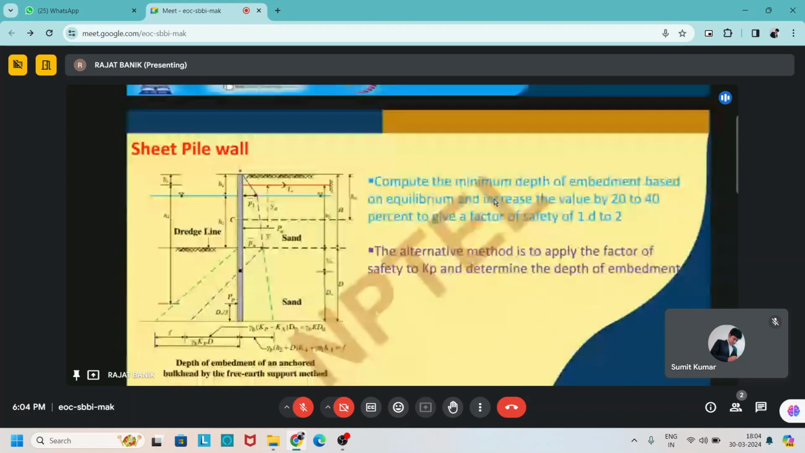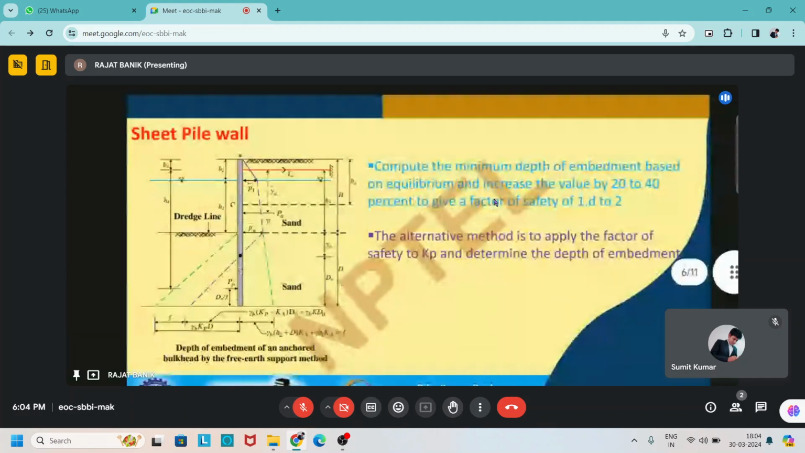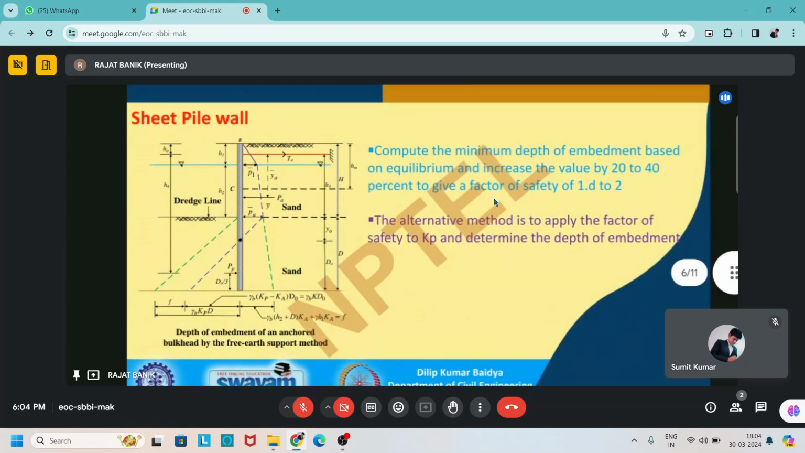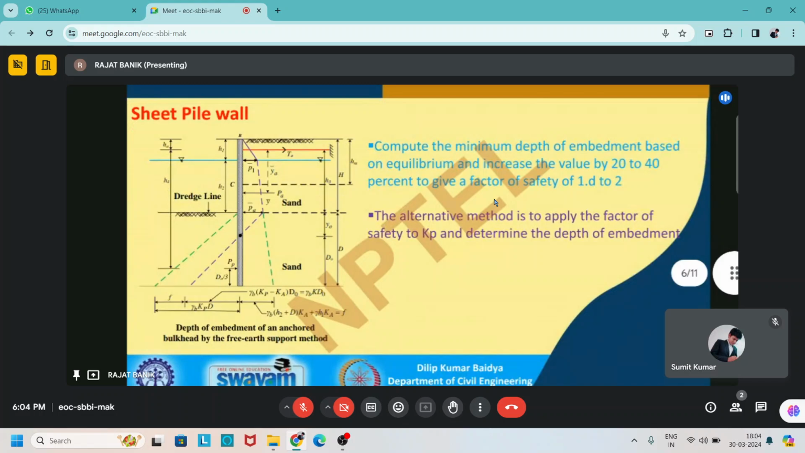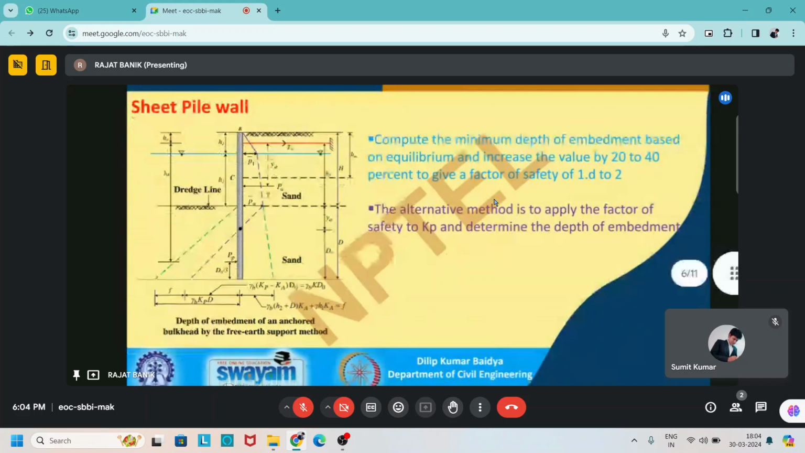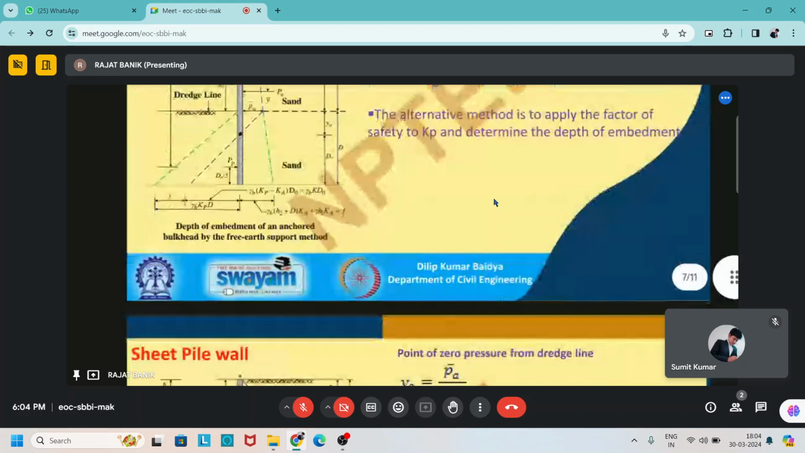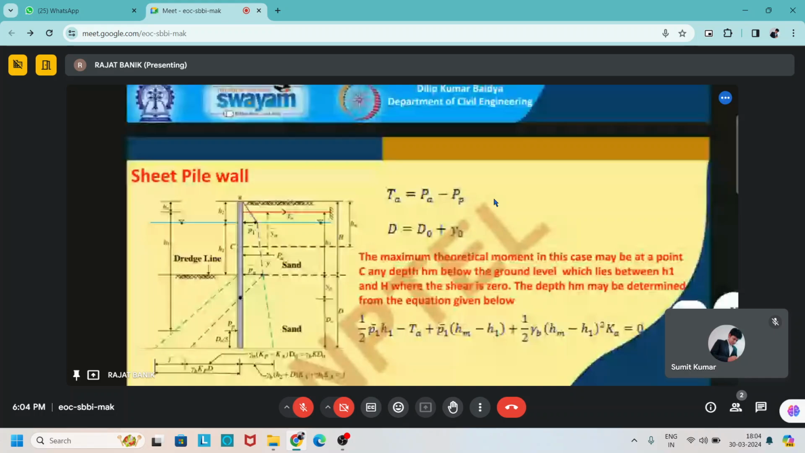Compute the minimum depth of embedment based on equilibrium and increase the value by 20 to 40%, which gives a factor of safety of 1.5 to 2. The alternative method is to apply the factor of safety to Kp and determine the depth of embedment. These are the calculations; you can go through them to solve the problem.